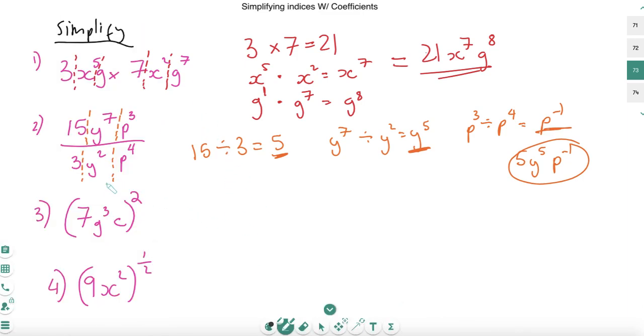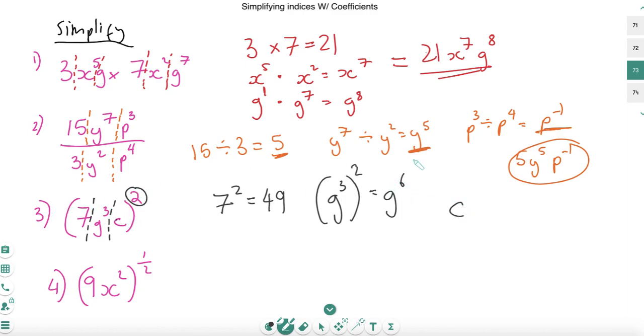Next one, same thing. Separate the coefficient from the different indices. So 7, g cubed, c, and all that's being squared. Step 1, 7. So I'm going to do 7 squared. Well, 7 squared is just 7 times 7, which is 49. Then I'm going to do g3 squared. So g3 to the power of 2. The inside-outside rule is you multiply the indices. So g to the power of 6, and then c, and that's being squared. Oh, okay, so c squared.